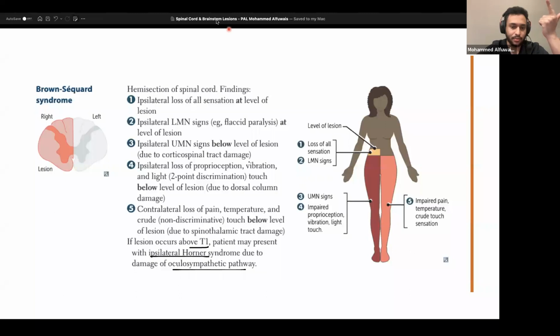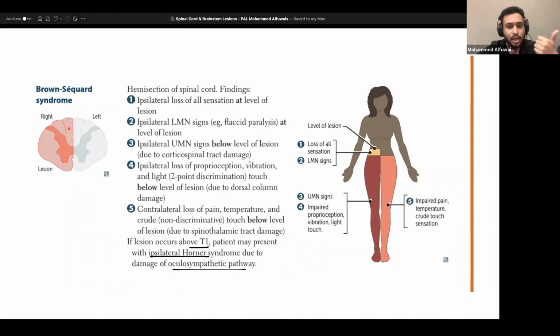Vibration and proprioception, conscious proprioception. Good. Then you'll have at the same level the ventral horn. So you'll have ipsilateral flaccid paralysis at the level of the lesion. Then you'll have the spinothalamic, which will not be able to synapse over here. So you'll have ipsilateral loss of pain and temperature. So ipsilateral, everything at the same level. Below it, it will be different.